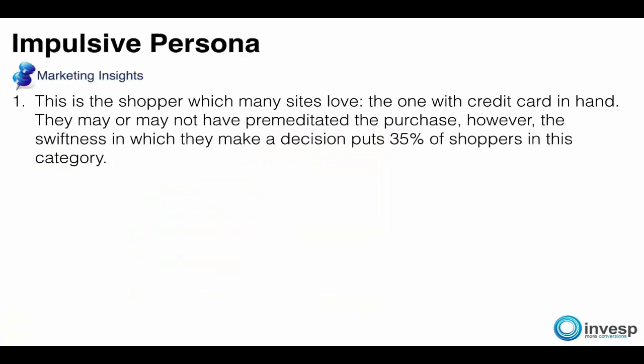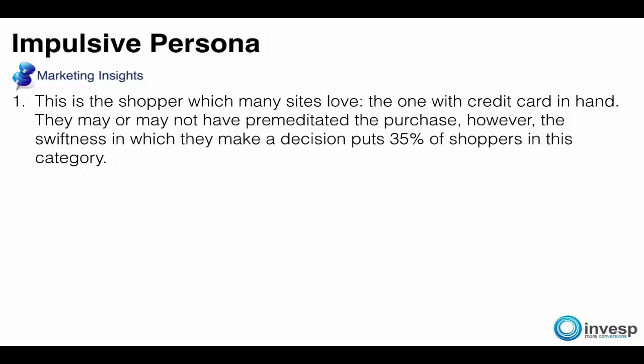So going back to the impulsive persona, this is the shopper that many website owners, many of our own clients love, because this is the one that has a credit card in hand. They may or may not have premeditated the purchase, but the swiftness in which they make the decision is what makes them the impulsive shopper, and it actually puts 35% of shoppers in this category. So 35% of your shoppers are the impulsive type.